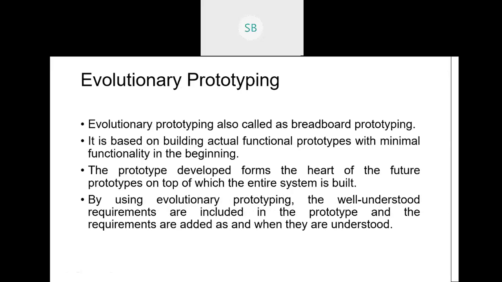Next is evolutionary prototyping. This prototyping method is also known as breadboard prototyping. Here, based on the actual functionality of the system, this prototype is first developed with minimal features. Because it is a prototype, it contains limited features, then the customer reviews it, and if they want additional features, they add them, and keep on adding. Ultimately, it keeps on incrementing.